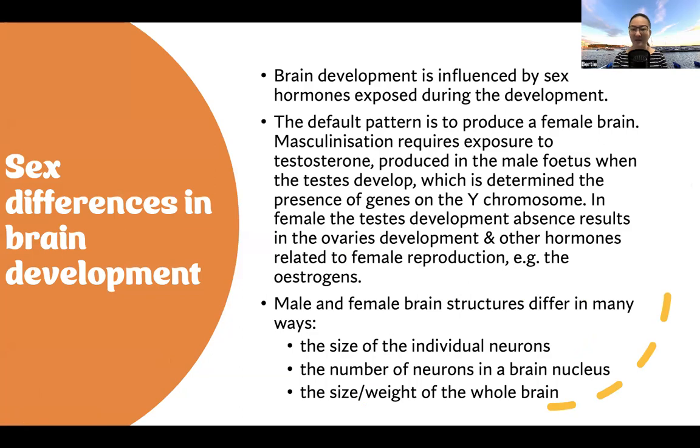In females, the absence of testis development results in the development of ovaries and other hormones related to female reproduction, for example, the estrogens. Male and female brain structures differ in many ways: the size of the individual neurons, the number of neurons in a brain nucleus, and the size or weight of the whole brain.